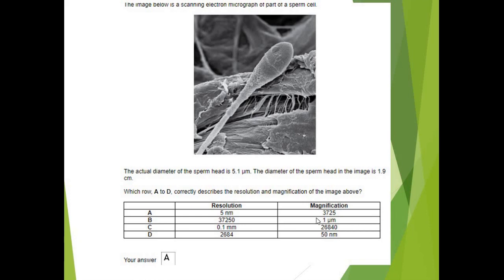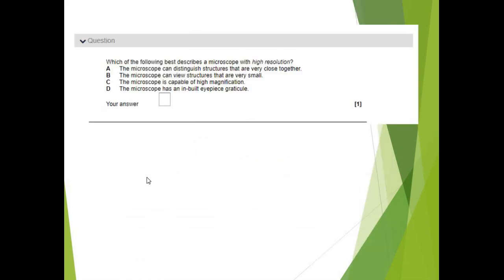You could have worked out the magnification itself. If you have this on your paper, you can measure the size of it and you can do it that way, but also you should be aware of the rough size of the numbers, and we'll get to electron microscopes later in a later lesson. Next question. Okay, and the answer is A. So a microscope with high resolution is you can distinguish structures that are very close together. So resolution, the ability to separate objects as separate entities.